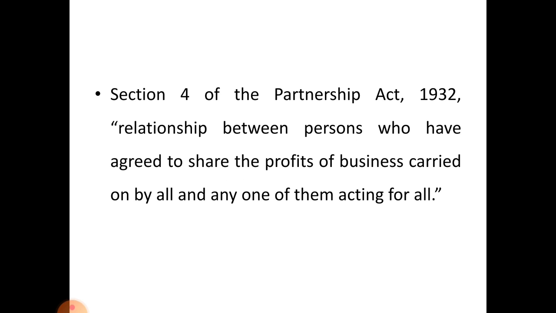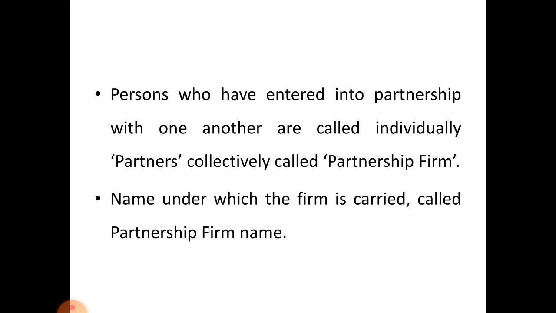Here it is not necessary that all the partners must be working partners, as you studied in your previous classes while studying the partnership firm. There are different types of partners in a firm and we are not going to study that in detail in this chapter. Persons who have entered into partnership with one another are called individually partners and collectively they are known as a partnership firm. The name under which the firm is carried on is known as the firm name.